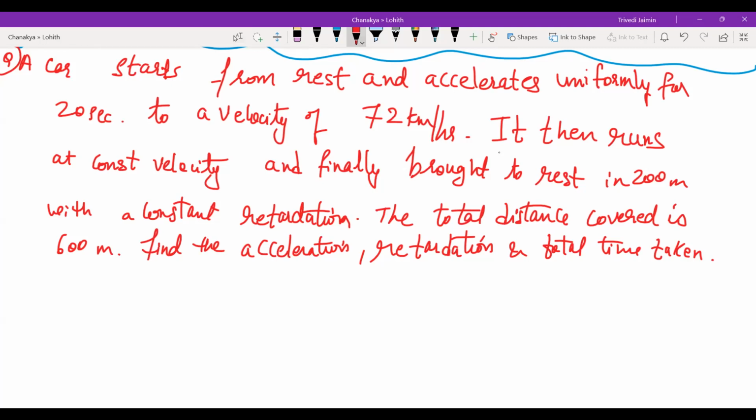The total distance covered is 600 meters. So 200 with acceleration, 200 with constant velocity, and 200 with retardation. So total 600, so remaining is 200. Now this total displacement we need because we need to find the total time. So total displacement is 600.